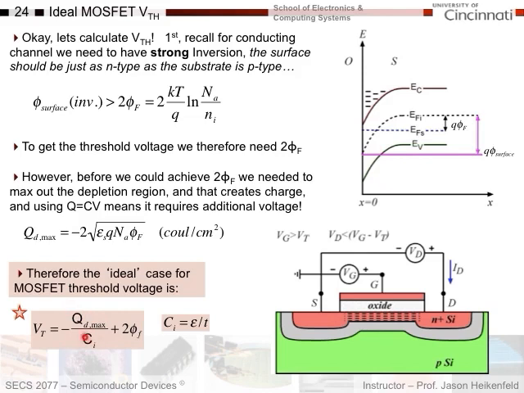How do I calculate C sub I? That's easy. It's the dielectric constant of the oxide divided by its thickness. Because remember, QD is in units of coulombs per centimeter squared, so capacitance needs to be in units of farads per centimeter squared in order to get the centimeter squared to cancel out and just give you volts in the end.